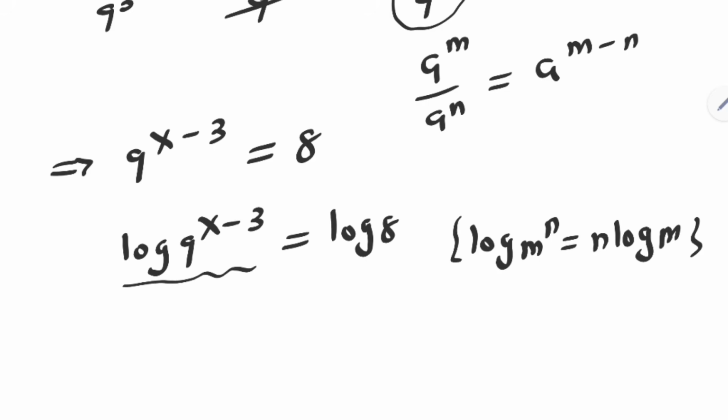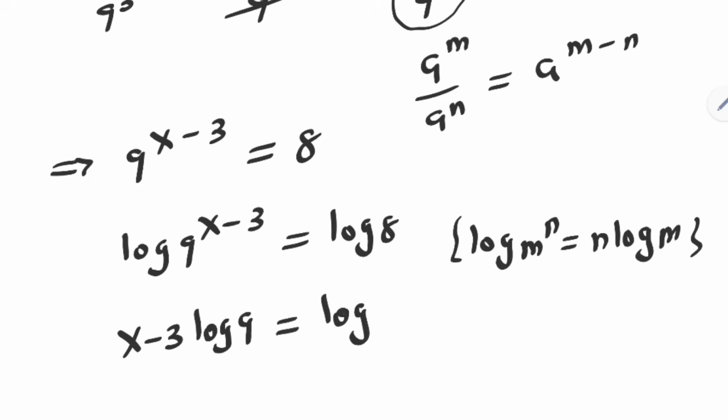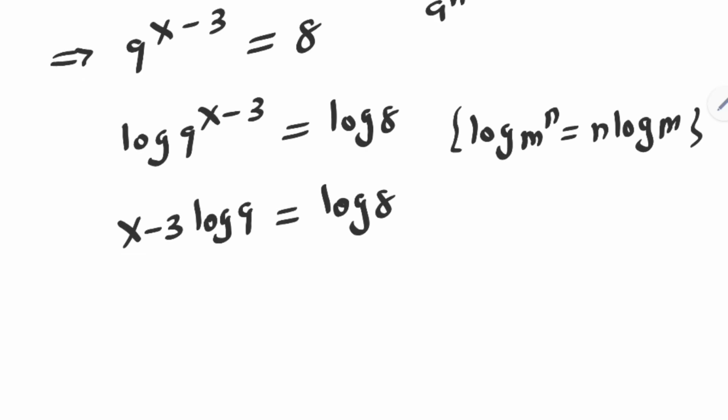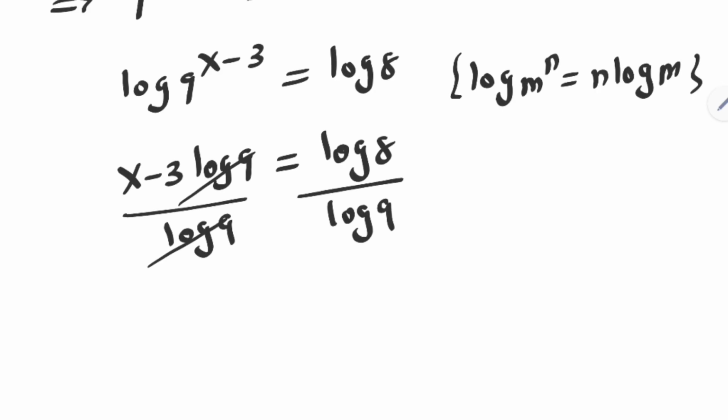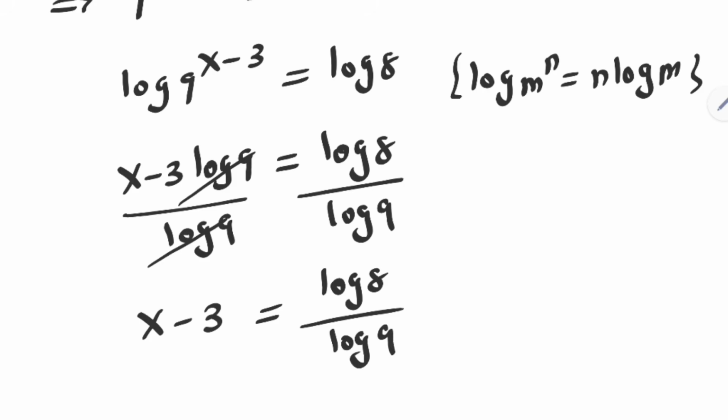Then this can be written as x minus 3 log 9 is equal to log 8. Let us divide both sides of this equation by log 9. This divided by log 9 and this divided by log 9. Log 9 cancels log 9 here. x minus 3 is equal to log 8 divided by log 9.